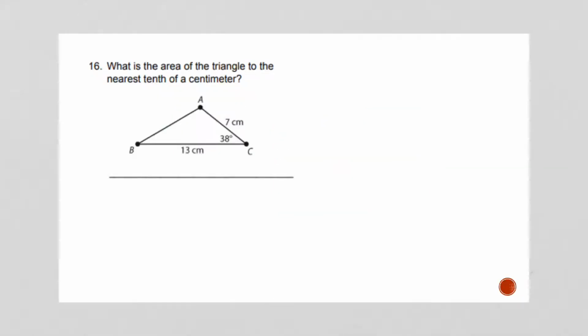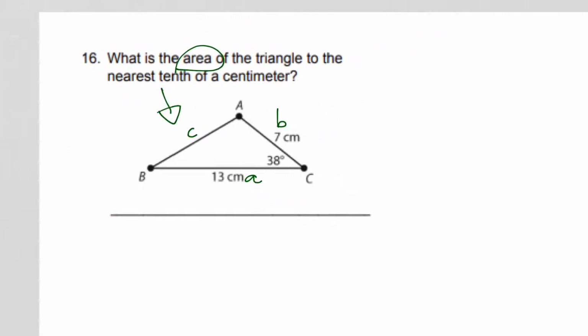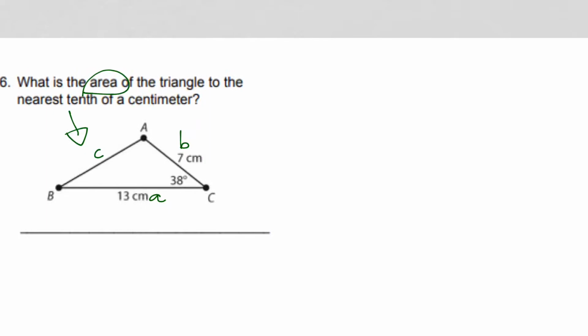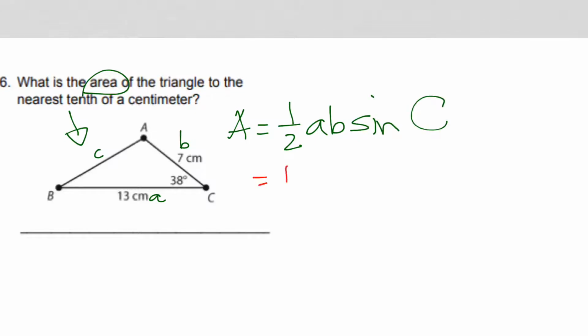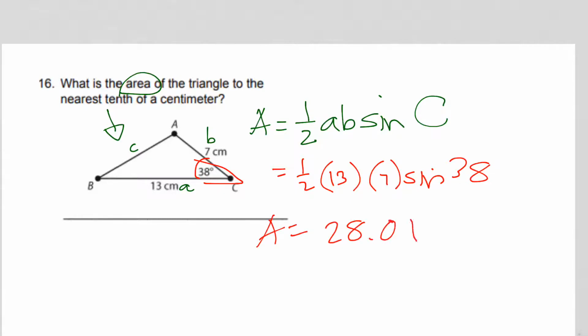Question 16, I need to find the area. So I'm going to label my sides: little a, little c, little b. Since I don't know the measurement of little c, the formula for area is 1/2 times a times b times sine of angle C. So I'm going to substitute: little a is 13, little b is 7, and angle big C is 38. Now this is all calculator work. Once you type it into the calculator, you're going to get 28.01 units squared. My units are centimeters, so centimeters squared.